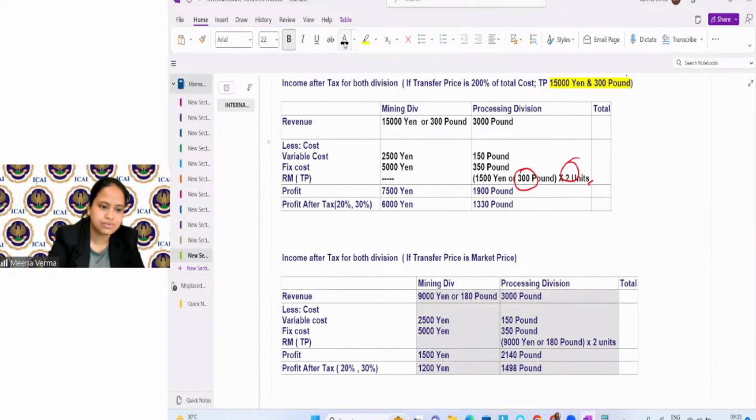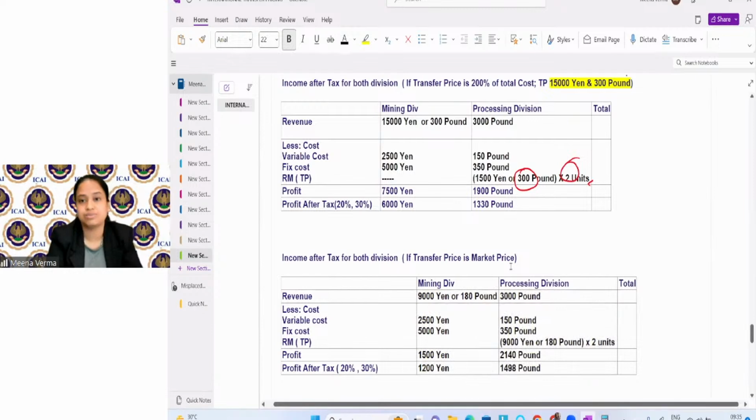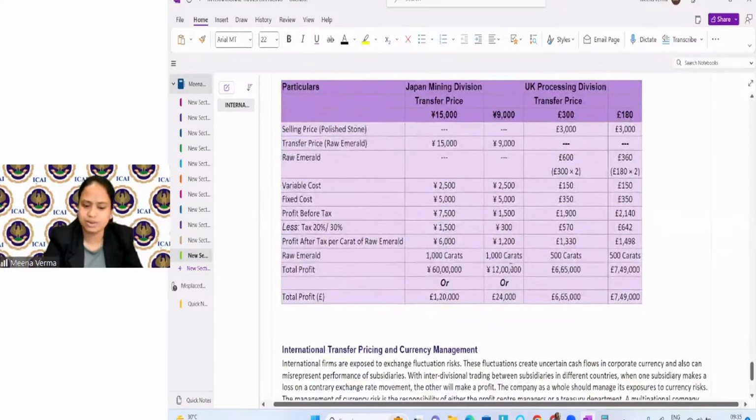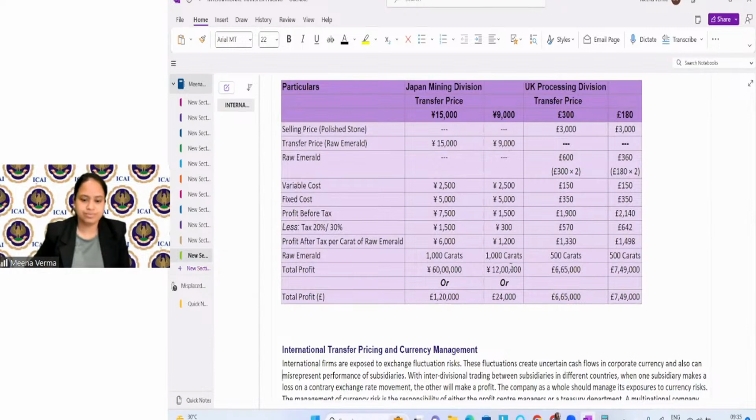You can see these are very simple questions. They're very simple, right? The way of presentation may be different. You can see here that the way they have presented it is different than the way I have presented it, right? And I have just calculated these values.